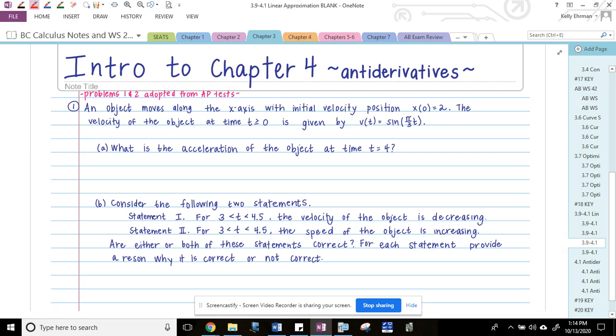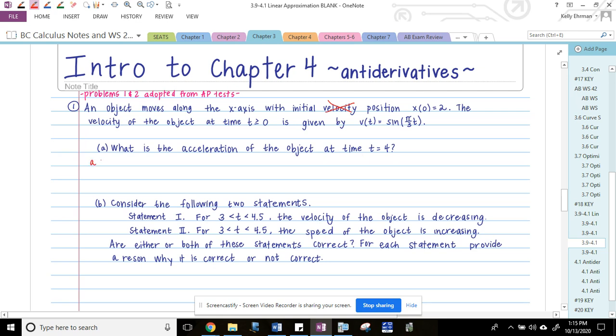An object moves along the x-axis with, this should not say initial velocity. Position x of 0 equals 2, because if it were an initial velocity, we wouldn't say the word position, and it would say v of 0 equals 2. It means initial position, x of 0 equals 2. The velocity of the object at time t greater than or equal to 0 is given by this velocity function. What is the acceleration of the object at time 4?